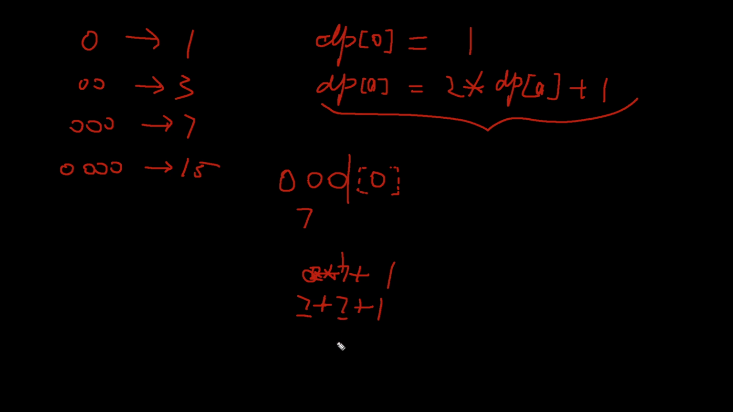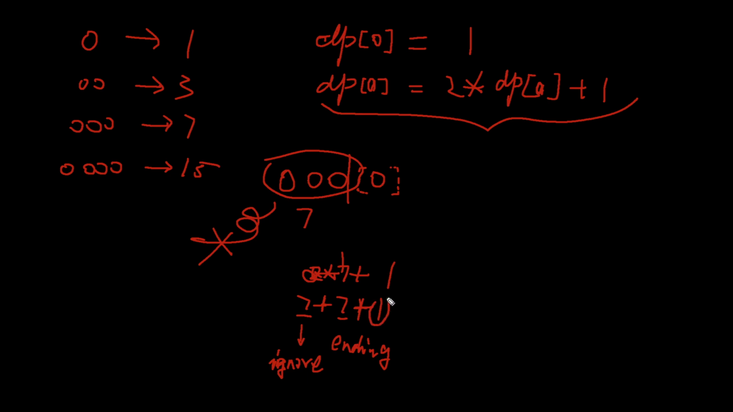Previously we have 7 ways, plus this 7. So this is ending with this one. And the other 7 means that we ignore the current zero, which means we simply keep whatever we have previously. And how about this plus 1? Plus 1 means that we simply ignore everything before, and then we only choose this last 0 as a new subsequence. That's why we have this 1 here, right?